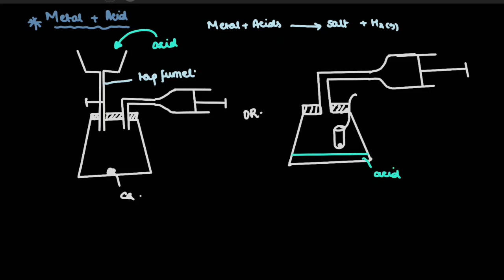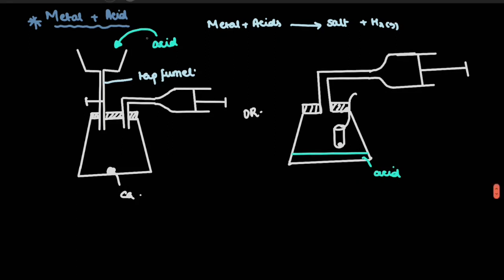Alright? So I'll put the calcium inside the flask, then I'll close the tap funnel. I'll fill it with the acid. I then open the tap funnel, the acid drops inside the flask, the calcium reacts with the acid, hydrogen is released, it is then collected in a gas syringe. However, this method is not very effective because some gas might get trapped here. Let's just say here. So I don't want you guys to use this method.